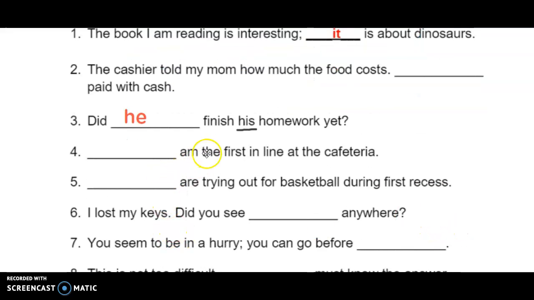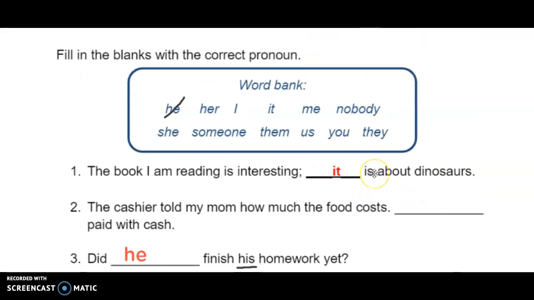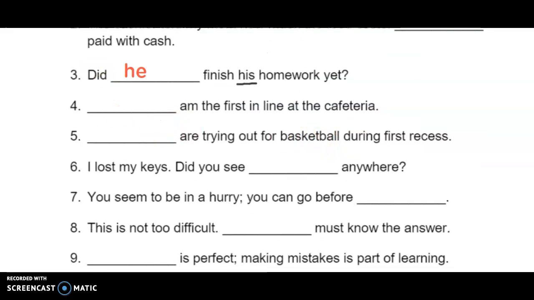Number 5. Blank are trying out for basketball during first recess. Now we know that whoever or whatever we're talking about is more than one because we have the word are. Now it wouldn't be I are trying out for basketball. If we're talking about more than one person, what pronoun could we use from our word bank? They. They are trying out for basketball during first recess. Type in they.